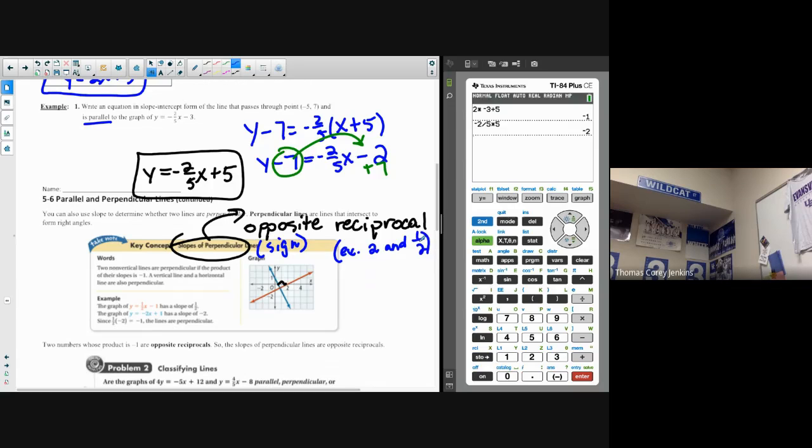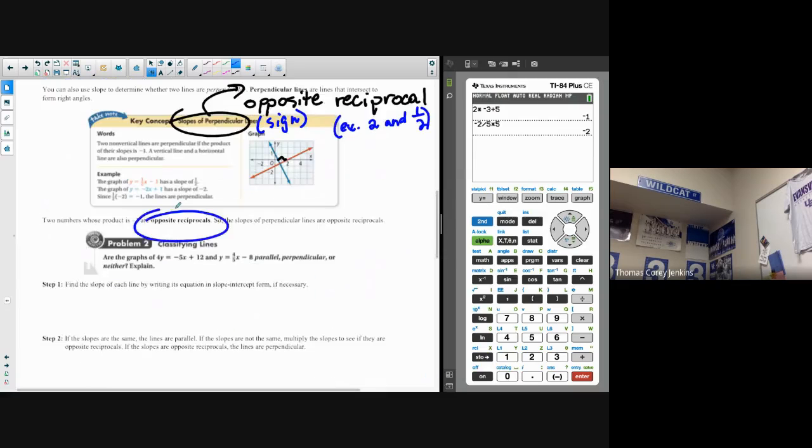Think about when you learned to divide by a fraction. You did keep, change, flip, right? So that is multiplying by the reciprocal. So opposite reciprocal. This is the one that'll be a struggle.